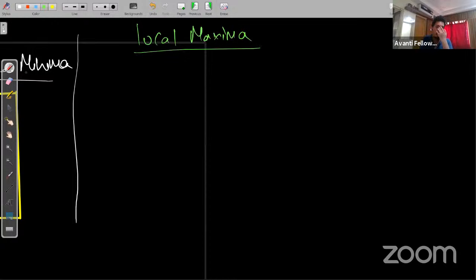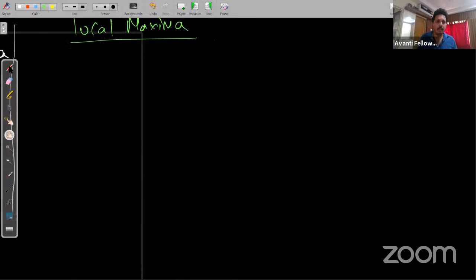If I draw a graph like this, it is a local maxima. Do you agree or not? This is the maxima case, na? Point A, B, and C. Is it okay?